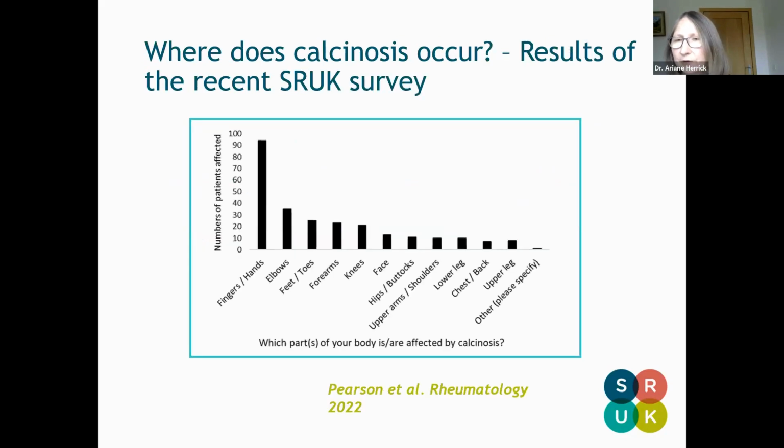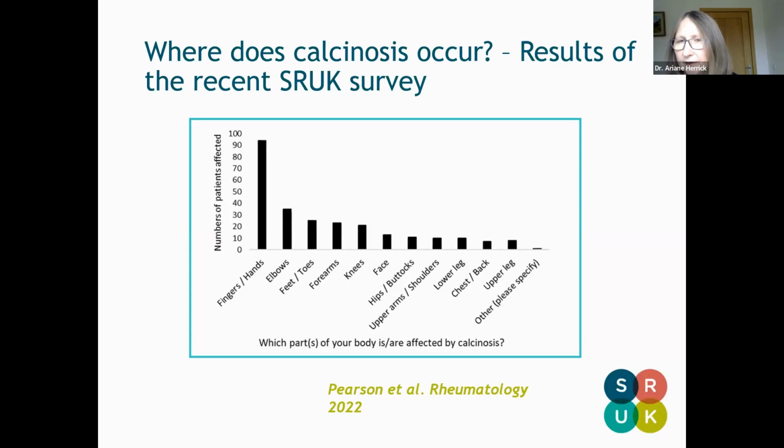And I'm very grateful to many of you who completed the SR-UK survey, which ran a bit over a year ago now. We're very grateful to SR-UK for sending around this survey, which was in a way to benchmark the problem of calcinosis, to really make the case for investment into funding studies of treatment.